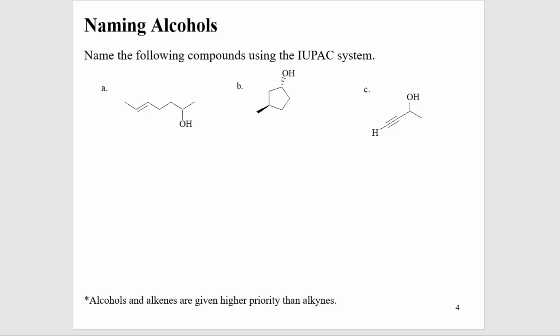Okay, last for this set of slides is we're going to talk about naming alcohols. We're just going to add to our IUPAC system. Now, when you have multiple functionality, because we're starting to do that now, you just have to remember that alcohols are pretty high in priority. So in this first case, you'll see that we're going to start numbering from the right-hand side. We're going to find that parent chain.